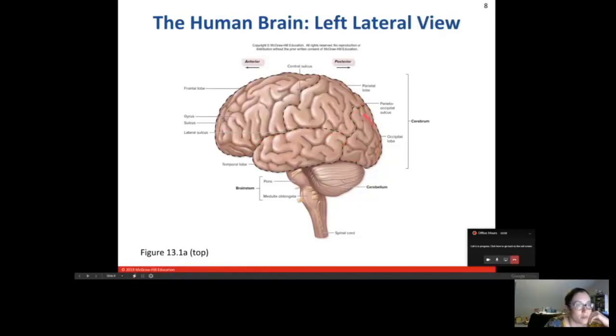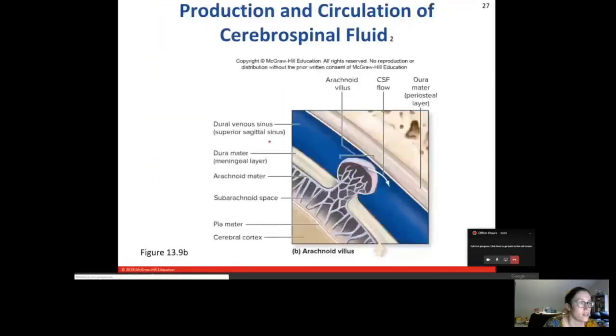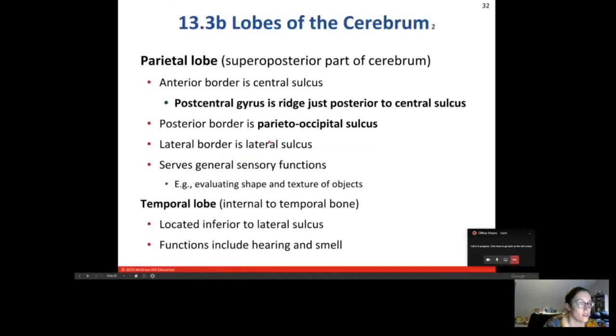In the back here, we have the occipital lobe. The insular lobe is primarily to do with taste. Now the occipital lobe has to do with vision. Those are kind of the main things you need to know for the cerebrum. Remember that the sulci are the valleys and the gyri are the hills. All right, so here's the lobes.